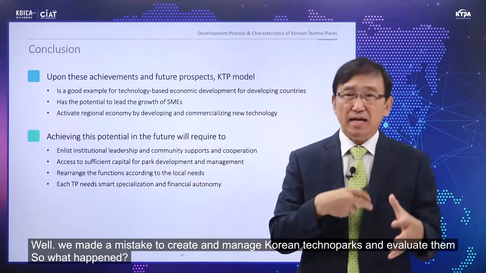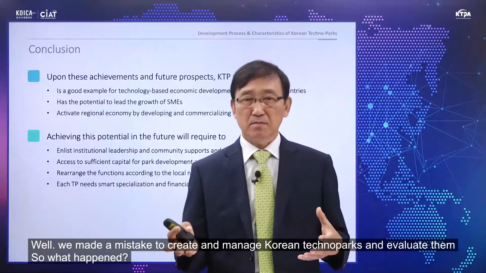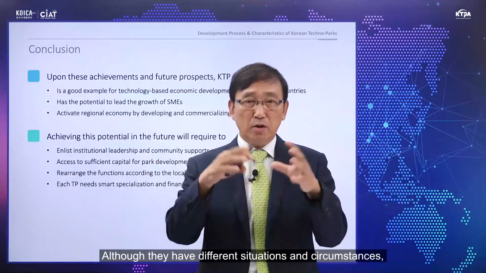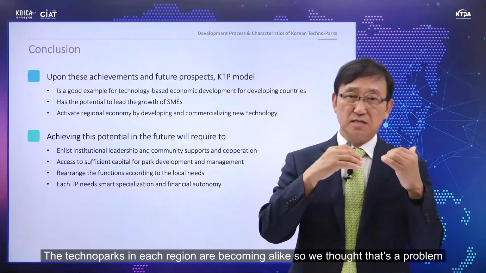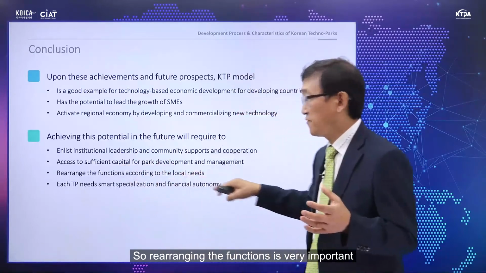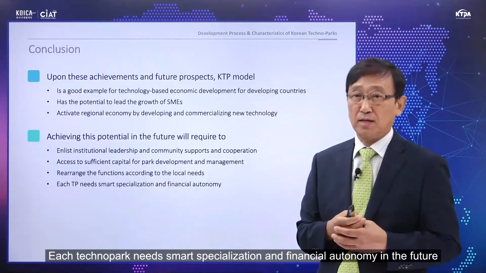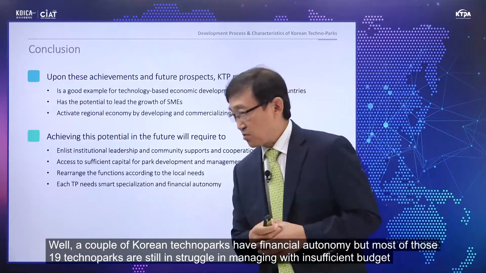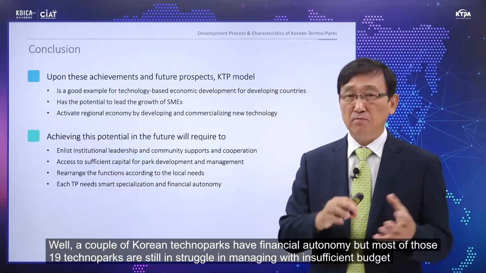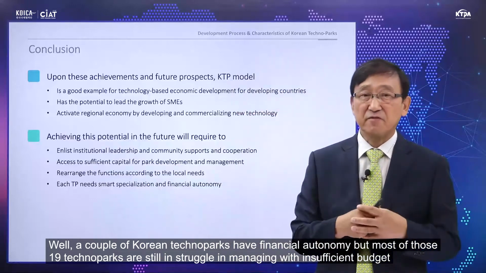We made the mistake of creating and managing the Korea Technoparks and then evaluating them. So what happened? All these technoparks became alike. Although they have different situations and circumstances, the technoparks in each region became alike. So we thought, well, it's a problem. So rearranging the functions is very important. Each technopark needs smart specialization and financial autonomy in the future. But while a couple of Korean technoparks have financial autonomy, most of those 19 technoparks are still struggling to manage with insufficient budget.